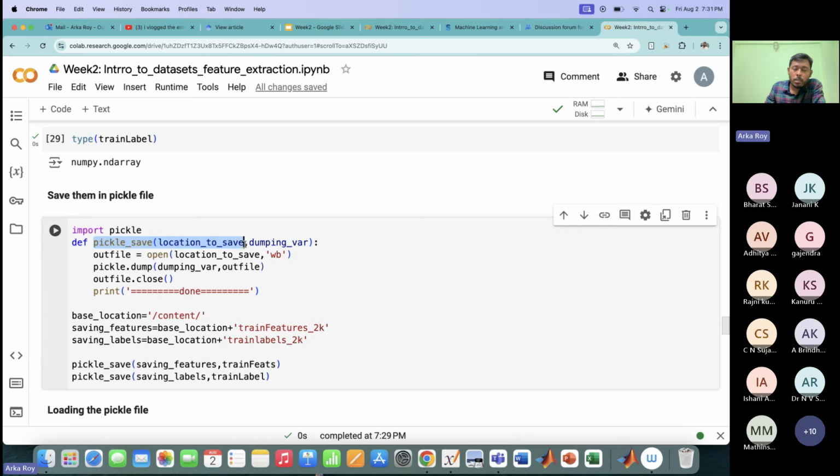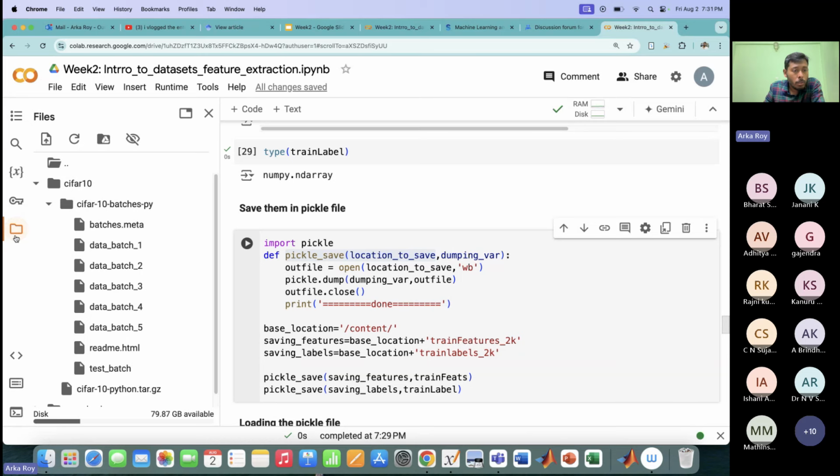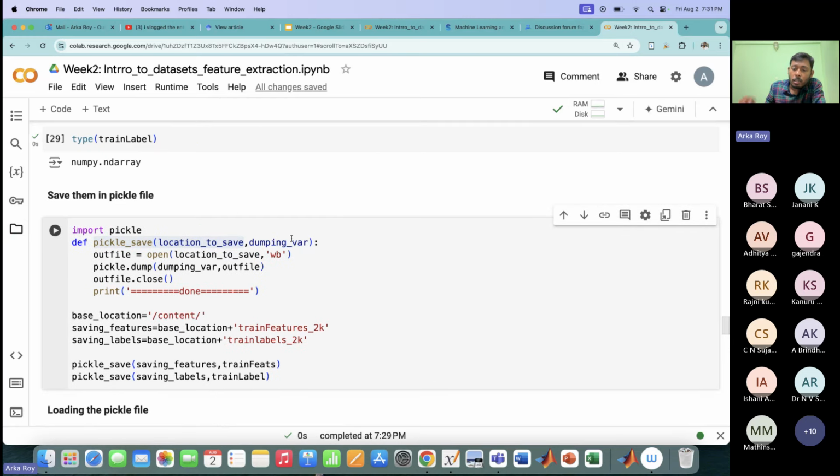And the arguments of the function are basically where you want to save the data, whether it is in the content folder or in your drive as well. You see, I have not shown you: there is a functionality in Google Colab called mount drive. What it basically does is connect Google Colab with Google Drive, so that if you have any data stored in your personal drive, you can fetch the data from Google Drive and load it in Google Colab.